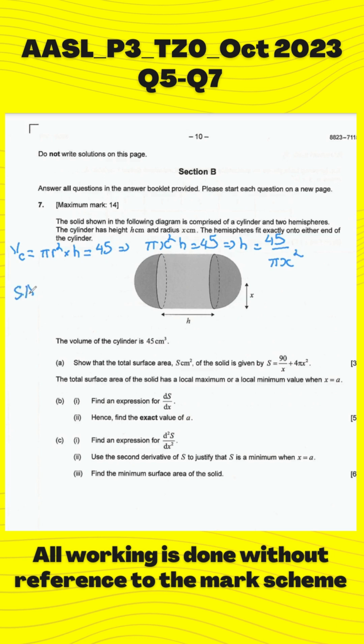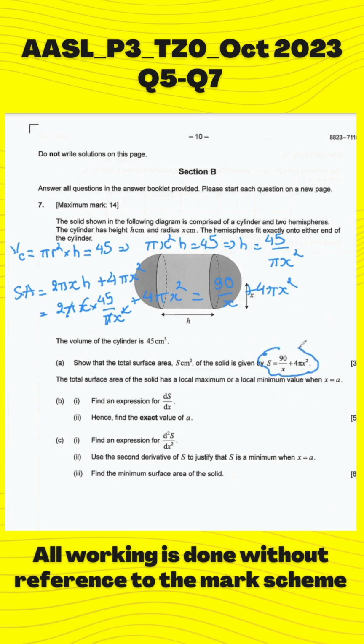So h will be 45 over pi x squared. So the surface area will be the surface area of the sphere plus the lateral area of the cylinder. So we will have 2 pi x times h plus 4 pi x squared. We will put h equal to 45 over pi x squared. So it will be 2 pi x times 45 over pi x squared plus 4 pi x squared. Simplify pi with pi, x with x squared. 2 times 45 is 90, so it will be 90 over x plus 4 pi x squared.